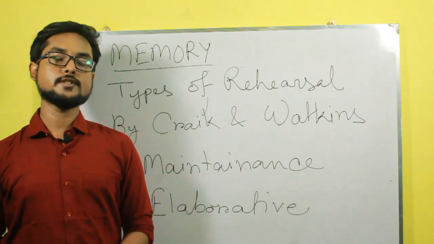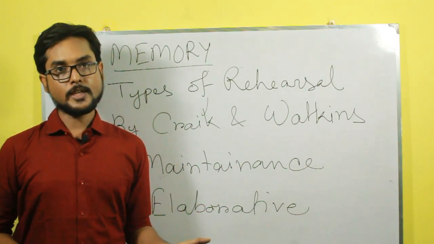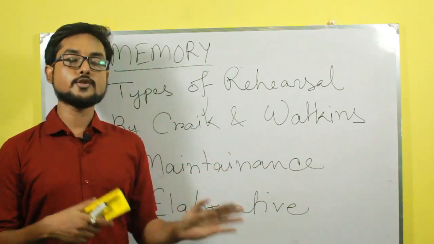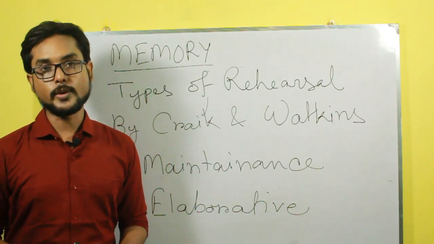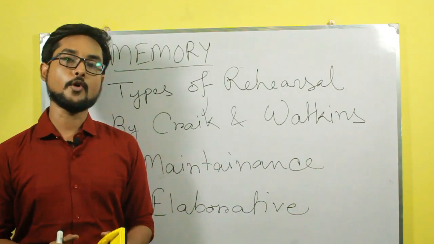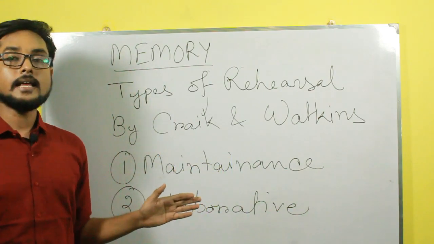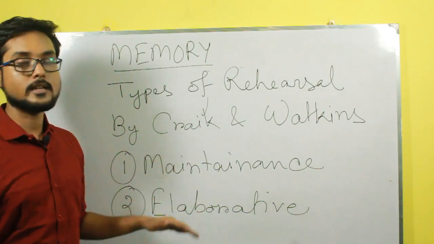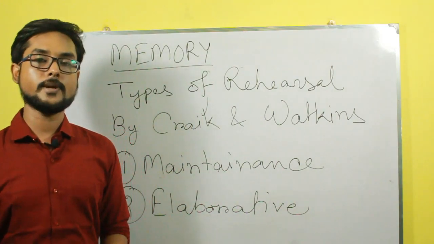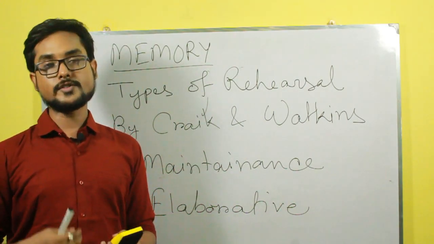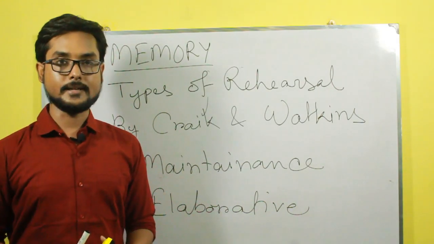In the previous theory that we just learned, the levels of processing according to Craik and Lockhart, the information going from the shallow level to the deep level of processing depends on what kind of rehearsal we are doing. Rehearsal is a very important part of the memorization process, and according to Craik and Watkins, rehearsal can be of two types. One is maintenance rehearsal and another one is elaborative rehearsal. In maintenance rehearsal, whatever information we are getting from the environment is constantly repeated in a passive manner. It is rehearsed just the way we learnt it.